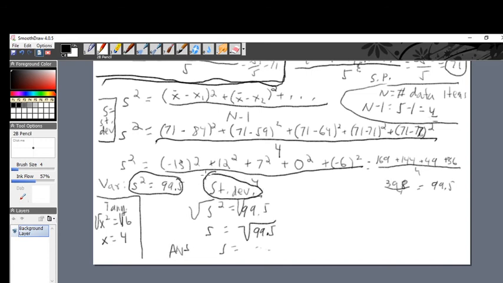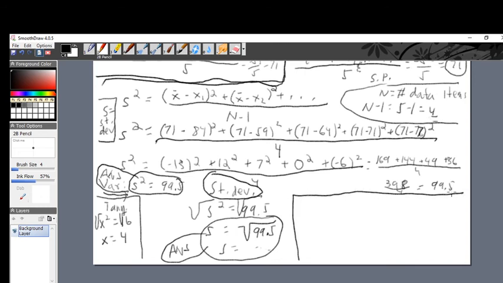So what are you asked? Are you asked for both? If you're asked for variance, here's the answer. If you're asked for standard deviation, then whatever the square root of 99.5 is, there's your answer. If you're asked for both, you have to give both answers. That is how to deal with a variance problem or a standard deviation problem. It's all in the formula.